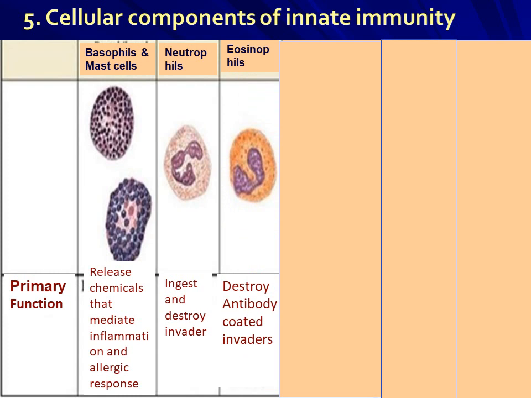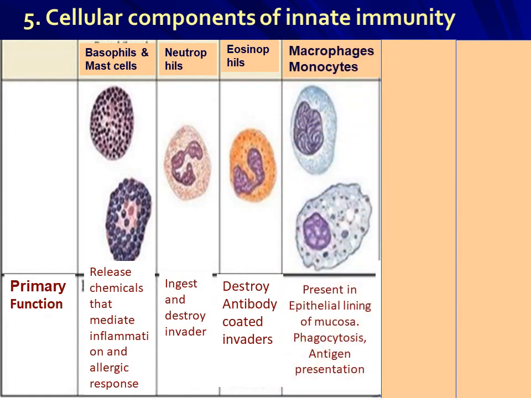Eosinophils destroy the antibody coated invaders. So the eosinophils are again granulocytes which destroy the microbes which are coated by antibody. And macrophages and monocytes, we all know that these are the major cells of phagocytosis present in the epithelial lining of mucosa and responsible for phagocytosis, and they're also responsible for the presentation of the antigen to the T lymphocytes for the further processing of the antigen.